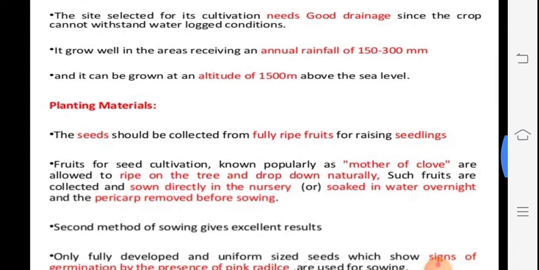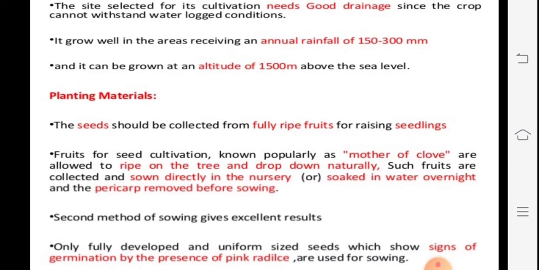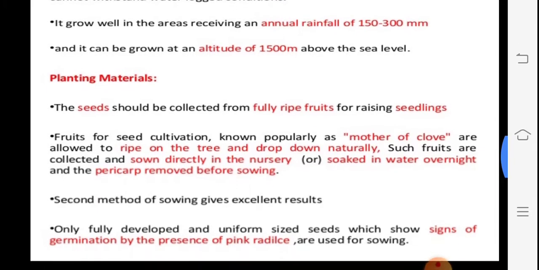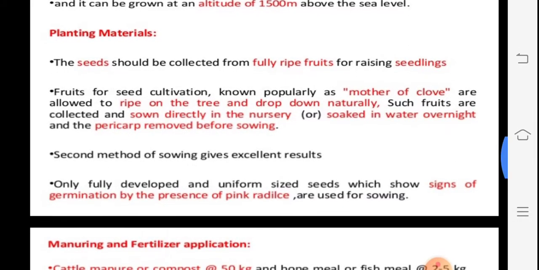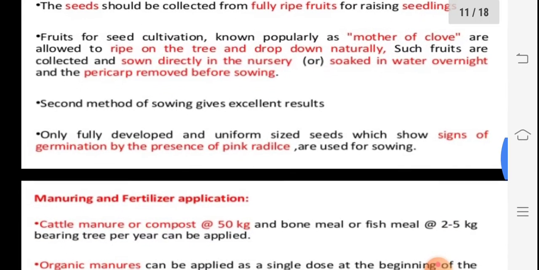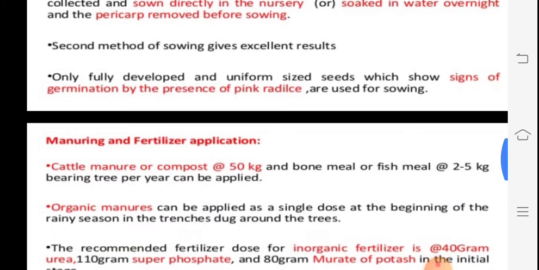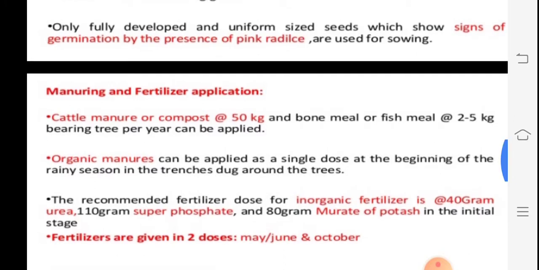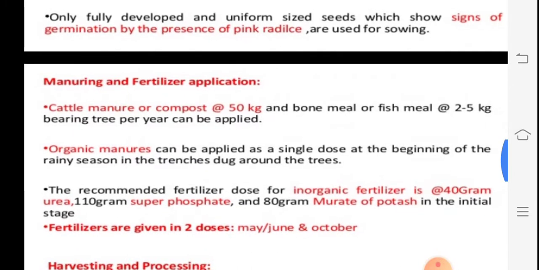For planting material, fully ripe seeds are collected and used for seedling preparation. The main clove, called the mother of clove, is allowed to ripen on the tree until it drops down naturally. These are collected as fruit and used for nursery purposes. The second method of sowing is excellent for preparing seedlings. Next is germination. After germination, a pink radicle and the plumule appear. The first root is called the radicle.